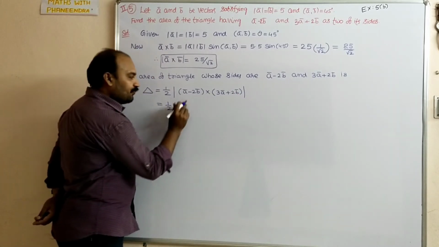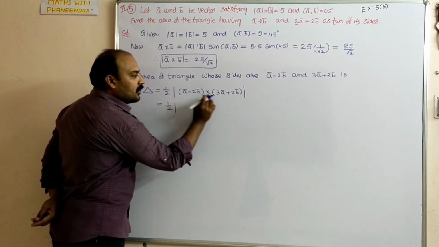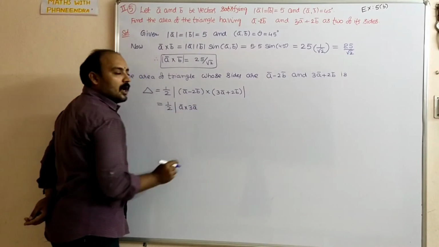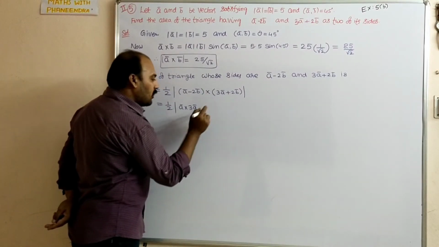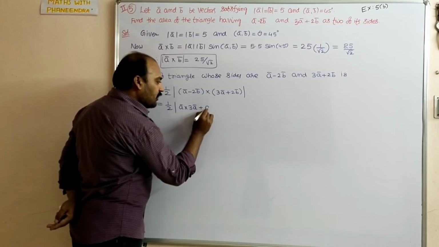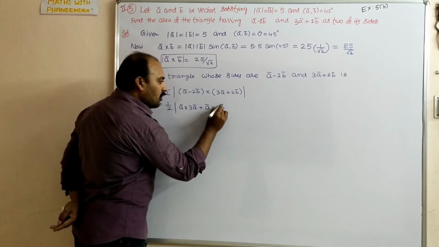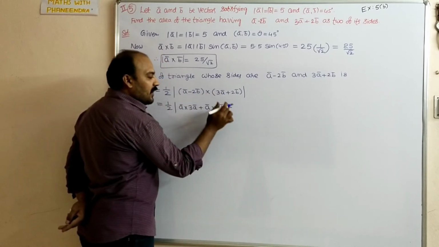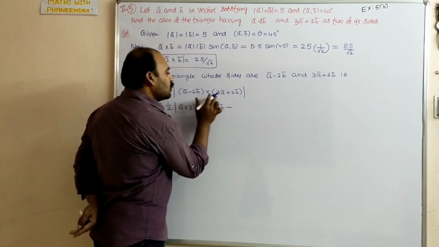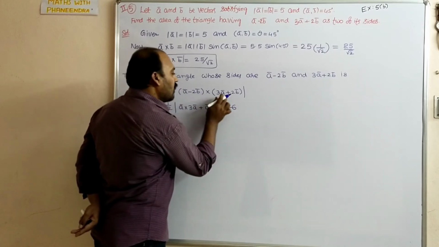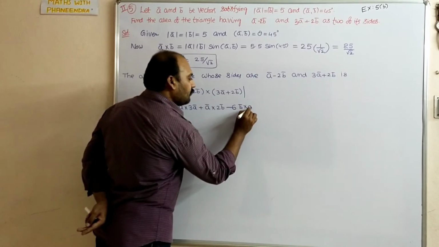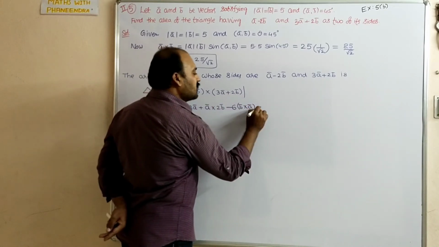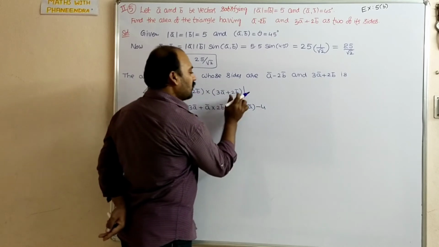Half into each and every term. So A bar cross 3A bar. Observe carefully: A bar cross 2B bar, here plus is there, A bar cross 2B bar. Next, these two: minus 2 into 3, minus 6, B bar cross A bar. Next, minus 2 into plus 2, minus 4, B bar cross B bar.